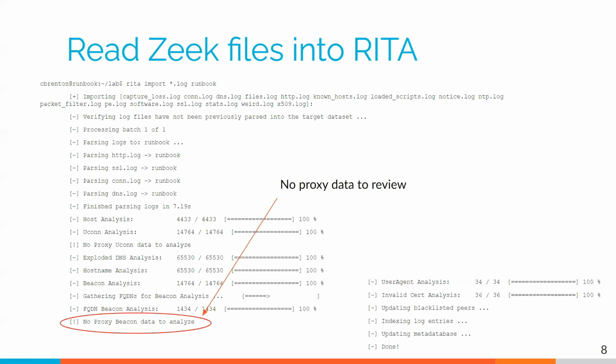The only difference between a regular beacon and a proxy beacon is where the data is coming from. We're pulling data out of the SOCKS protocol to identify where the system was trying to go versus pulling it out of the IP header.